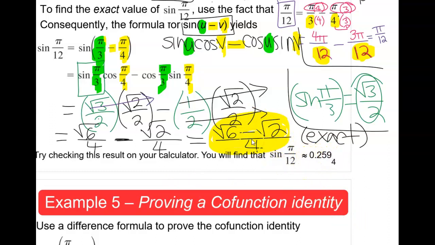Or you could even, if you want to check your work, approximate the one that we found with the formula, and then enter the expression that you see here on the calculator and see if both of them will give you the same approximation that we see here, 0.259.